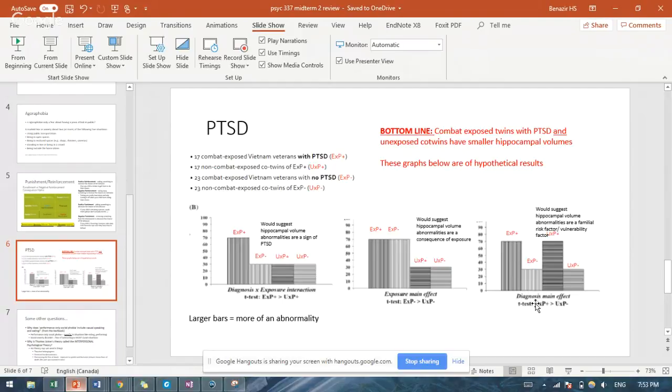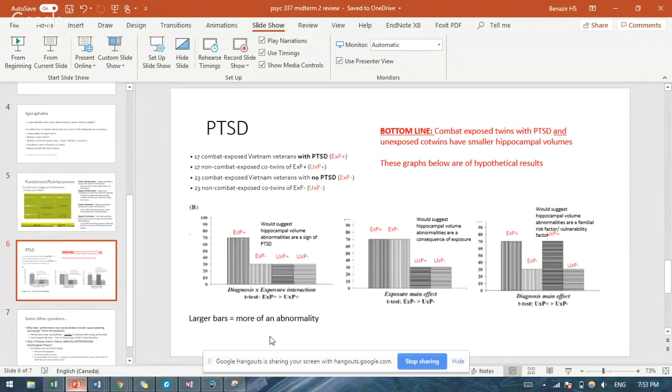This one, on the other hand, is going to be the one that's going to suggest a risk factor or vulnerability factor. You can see this because we have the twin here who has PTSD, who has been exposed to combat, but we also have the twin over here, the sibling of this twin who was not exposed to combat. So regardless of the combat, there was something else that was causing this increased abnormality. And this would suggest that it might be a risk factor.